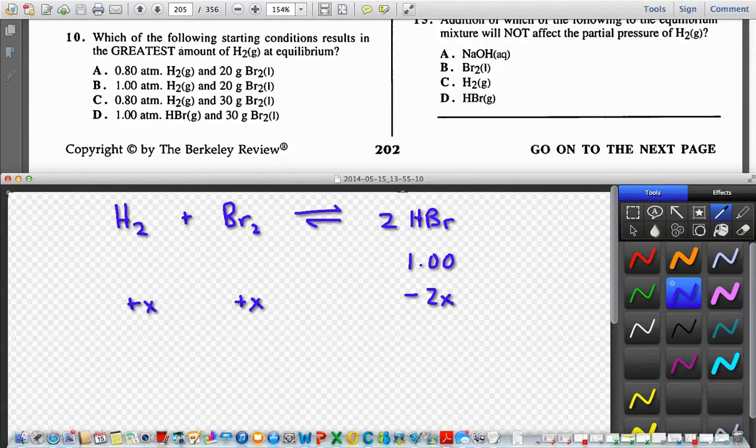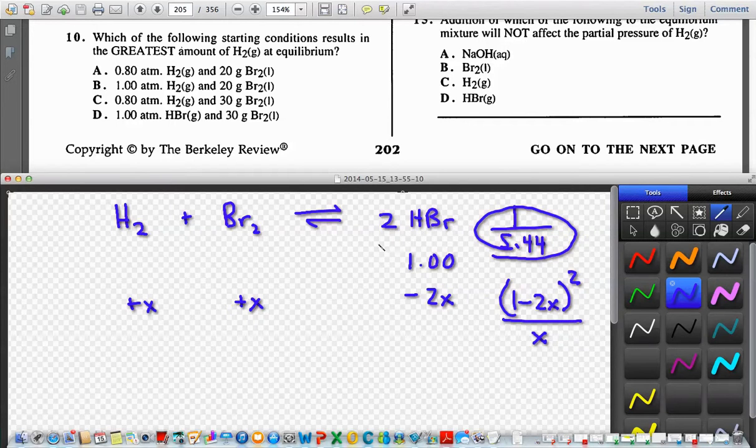Here, you'd have to look at the reverse reaction. And so the reverse reaction here has a Kp of 1 over 5.44. And of course this is going to be (1 minus 2x) squared over x. So not very much of this is going to dissociate.